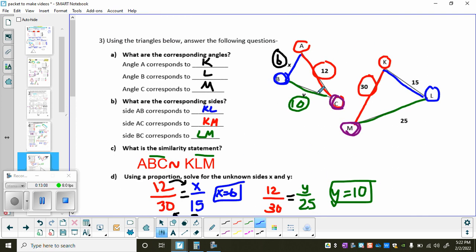So that's how we can use our knowledge of the corresponding sides and how to set the given ratio up to then make a proportion. And you've got X turned into the 15, and then the Y turned into the 25.